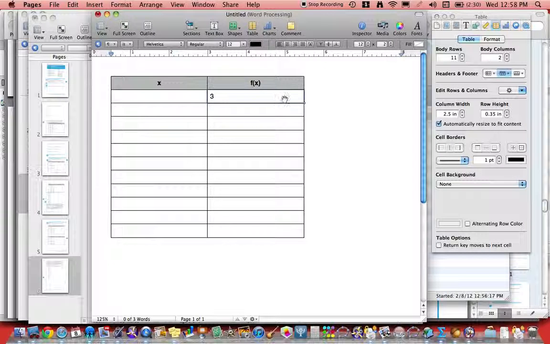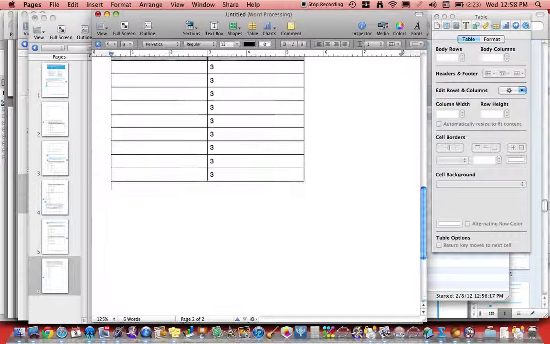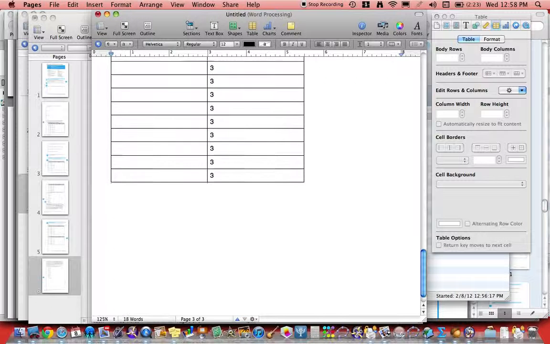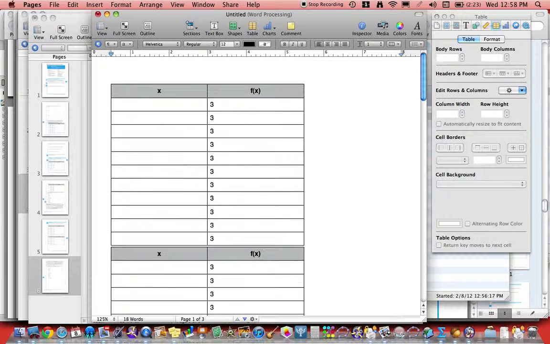Okay? And I'm going to take that, grab this and go down. That's all I'm going to do for right now. I'm going to take this whole table and copy it, and paste it a bunch of times. Could have left some more space in there. But the reason I'm doing this is I've got successive tables with that same function. Follow me so far?